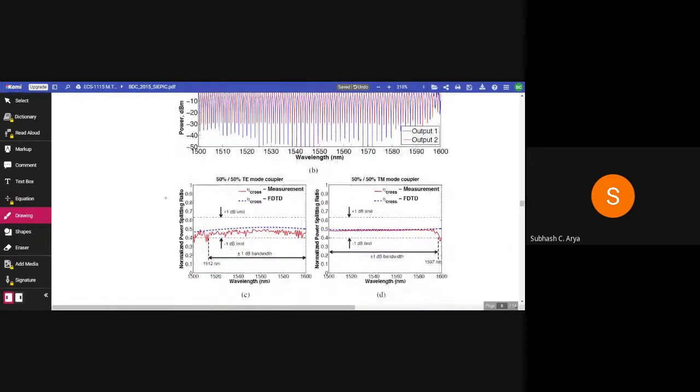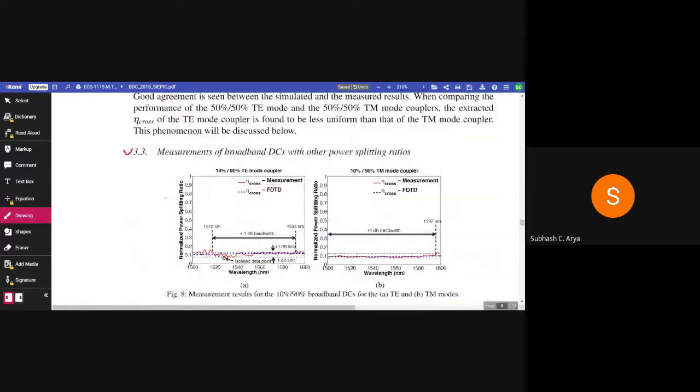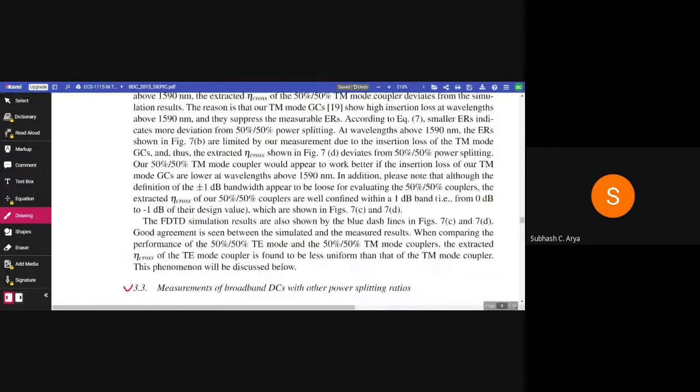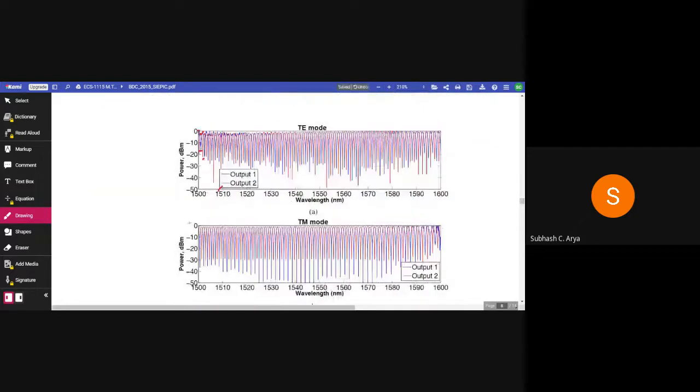Now here the extinction ratio, normalized splitting ratio. There is the extinction ratio. Extinction ratio is not given. The excess loss of TE is 1 dB, which indicates that. For the TM mode spectra shown in figure 7b, the extinction ratio exceeds 30 dB. The difference is more here, and here the difference is less.